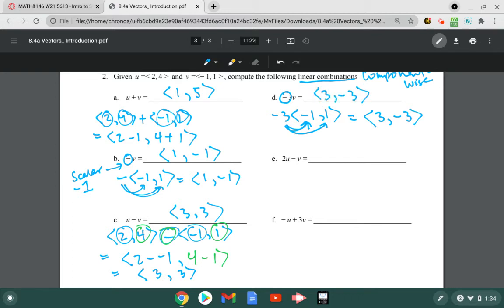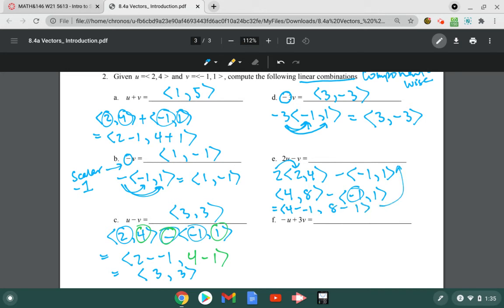Okay, so just moving right along here, 2u, so 2 times u, 2 comma 4, minus v, which is -1, 1. I'm going to start by distributing my 2 into the first vector. So that becomes 2 times 2 is 4, 2 times 4 is 8, minus -1, 1. When we do this component-wise, we get 4 minus -1, comma, 8 minus 1. Up to my answer line, 4 minus -1 is 5, 8 minus 1 is 7.